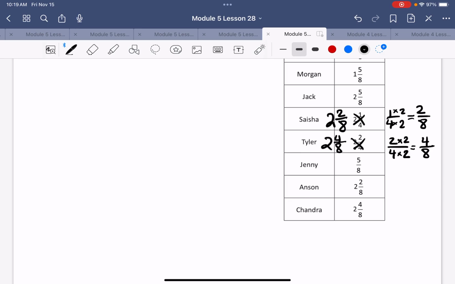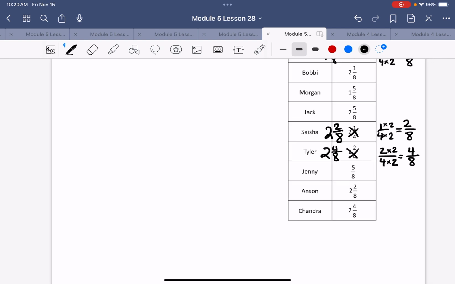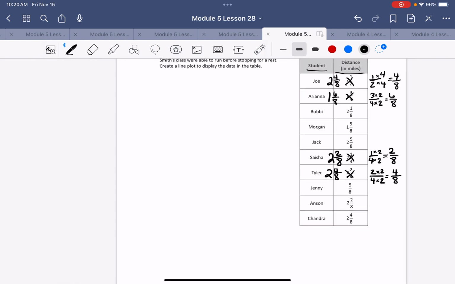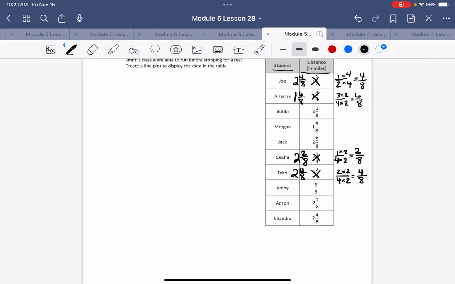And remember, our whole number stays the same. The rest of them are already in 8s, so we can leave those alone. We don't have to change them. Now on our chart, you can see everyone has the fraction with 8 as the denominator.